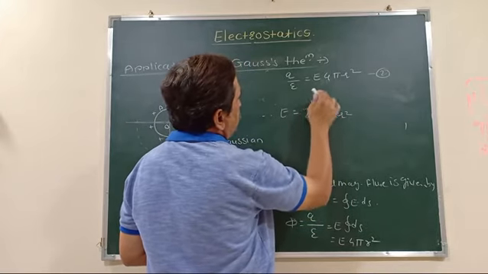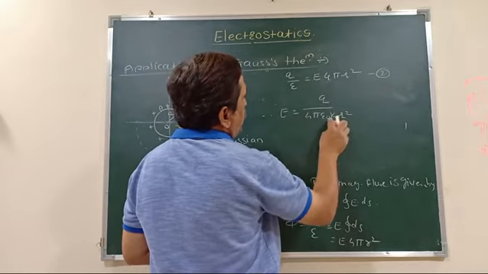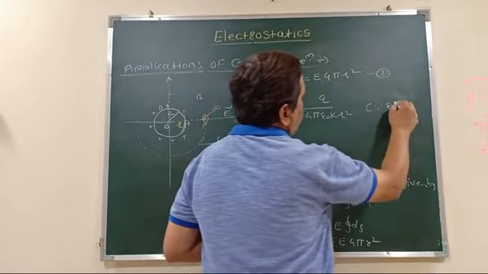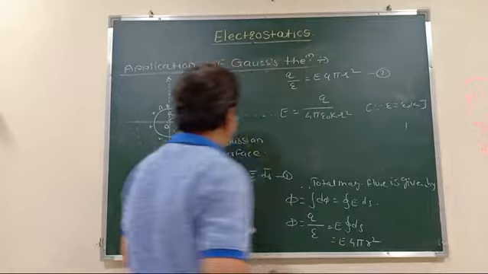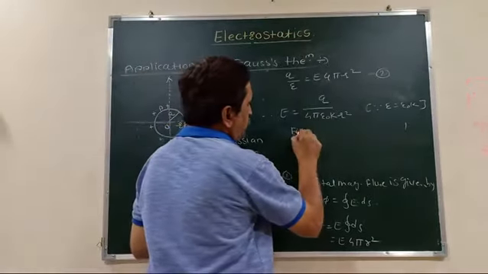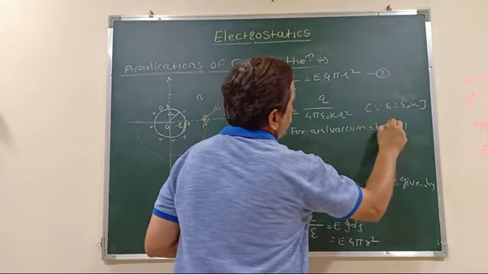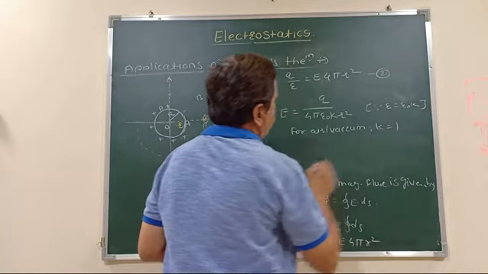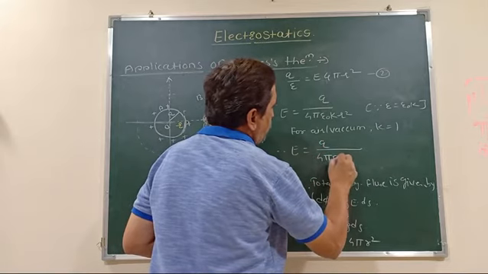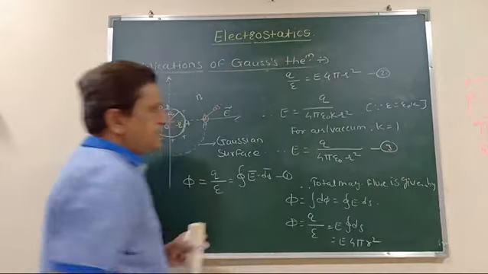What can we write? Q. E is equal to Q divided by 4 pi epsilon 0 k into r square, since epsilon is equal to epsilon 0 into k. But here the charge is kept in air or vacuum. For air or vacuum, k is equal to 1. Therefore, E is equal to Q divided by 4 pi epsilon 0 into R square, equation number 3.